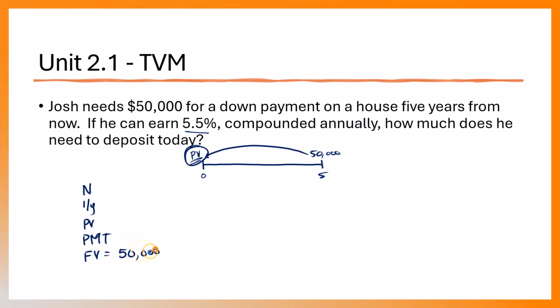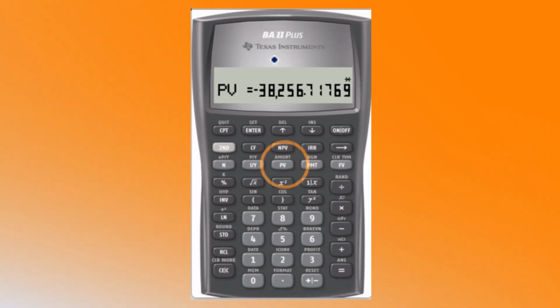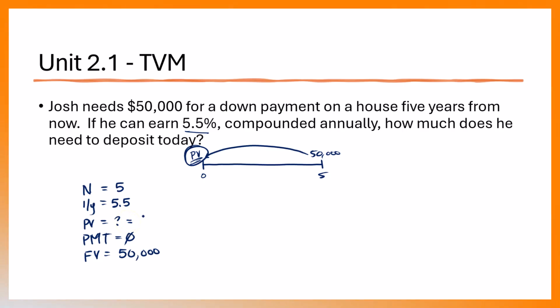We'll go ahead and leave the future value positive. That just means that the value that we get for the present value is going to be negative because that would be a deposit today, an outflow, keeping our cash flow story consistent. Our interest rate is 5.5% and the number of periods is 5 years. 5 for N, 5.5 for I/Y, 0 for my payment, 50,000 for my future value. This time I'm computing the present value. He would need to deposit $38,256.72 today in order to meet his goal.